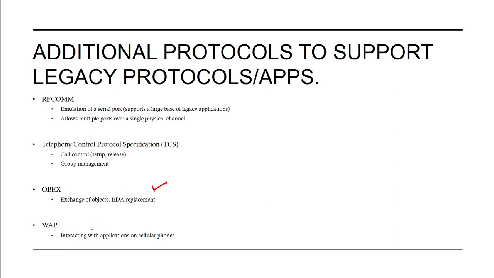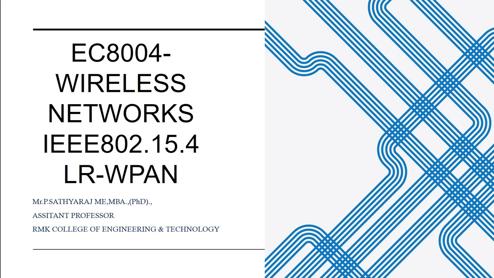So WAP is done with respect to the interaction of applications on cellular phones. So next comes the LR-WPAN, which is low rate WPAN. The IEEE standard for low rate WPAN is IEEE 802.15. So this is nothing but WPAN, which has similar goals with respect to Bluetooth.